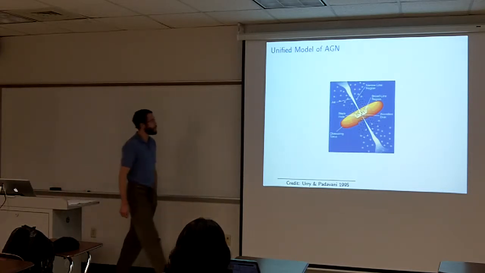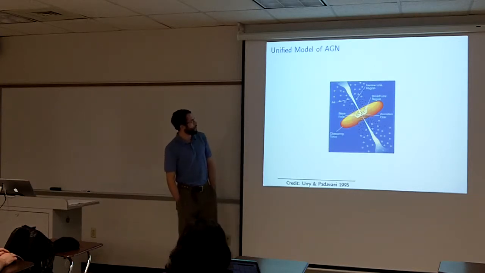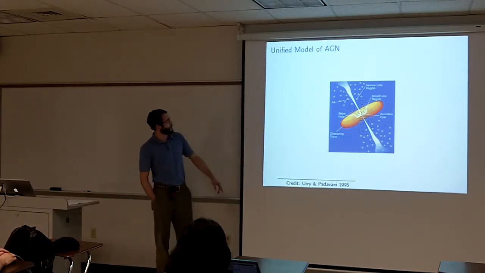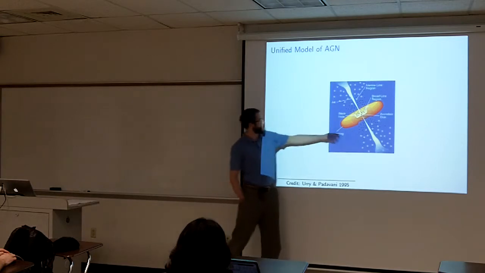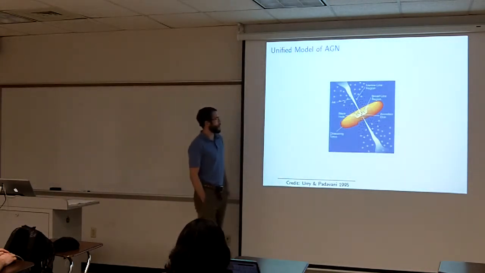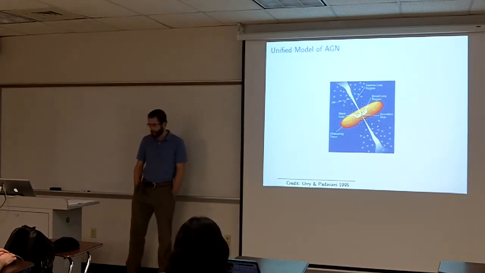So this model shows the obscuring torus, the black hole, the accretion disk, the broad line region, the narrow line region, and the jet. What it doesn't have labeled is that there should be a corona, a hot corona in the central region around the black hole area.